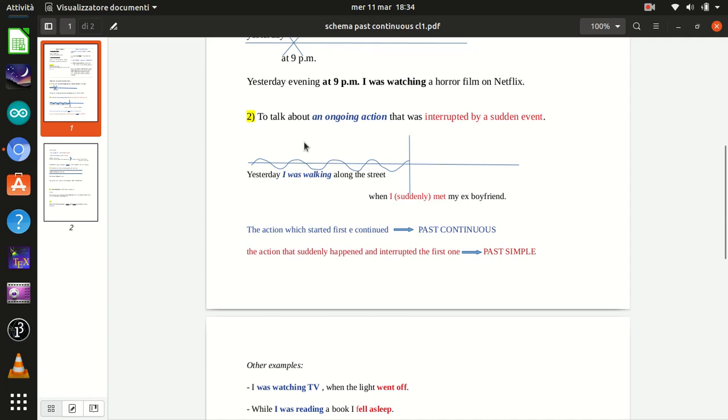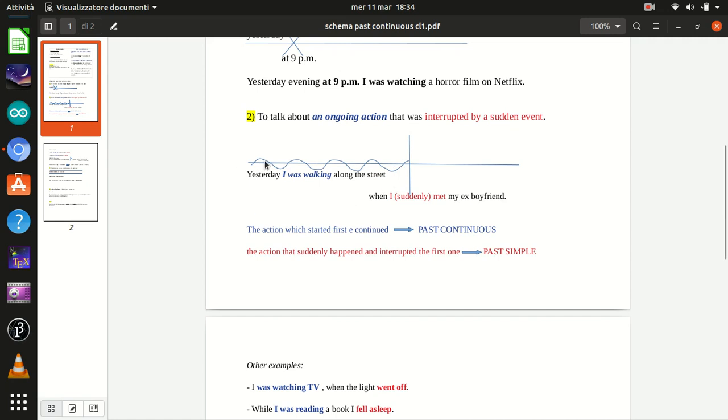Quindi useremo il blu per indicare l'azione che stava succedendo e che è iniziata per prima, e il rosso per indicare invece l'azione che è arrivata dopo e l'ha interrotta improvvisamente. Look at the scheme. Yesterday I was walking along the street when I suddenly met my ex-boyfriend. Ieri stavo camminando lungo la strada. Questa è l'azione che stava succedendo e che è iniziata per prima, quando improvvisamente ho incontrato il mio ex. La seconda l'ha interrotta.